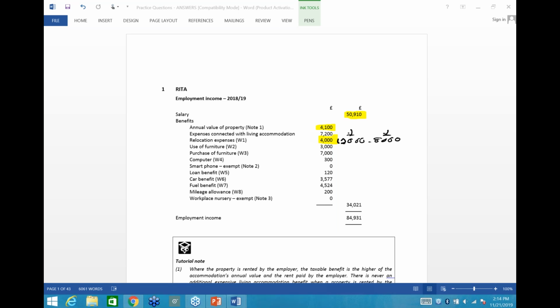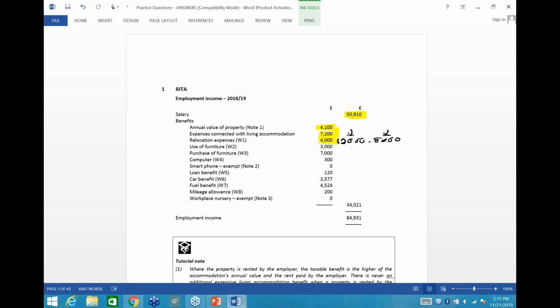So my electricity bill, gas, water and council tax, those are personal expenditure of Rita. If they are borne by the employer, that gives a benefit to Rita, which is taxable. So the total benefit is 7,200. Therefore, expenses connected with living accommodation, 7,200 are fully taxable in this situation.